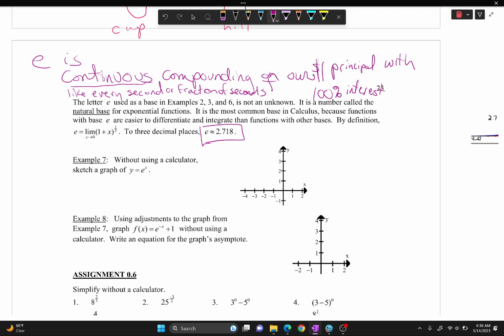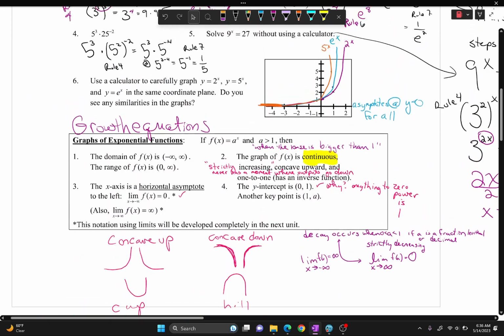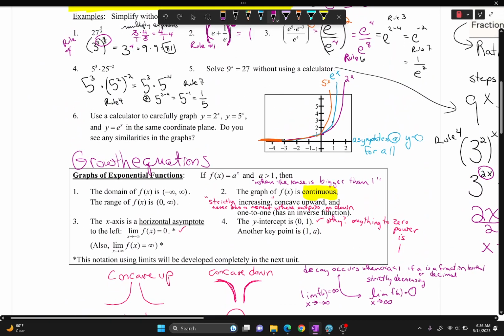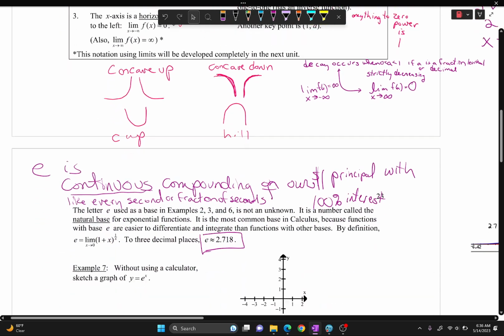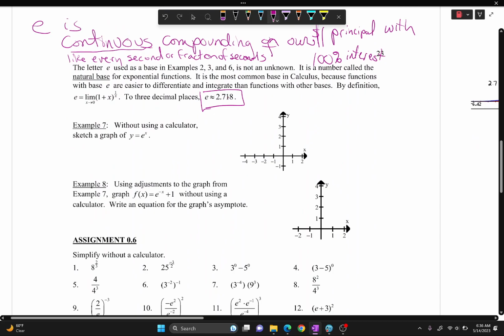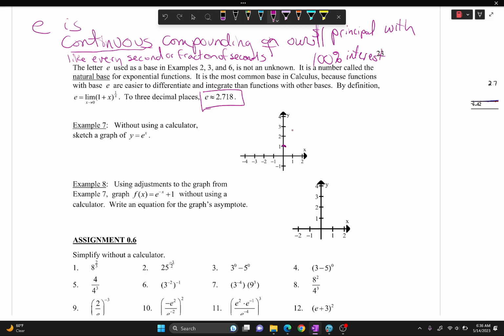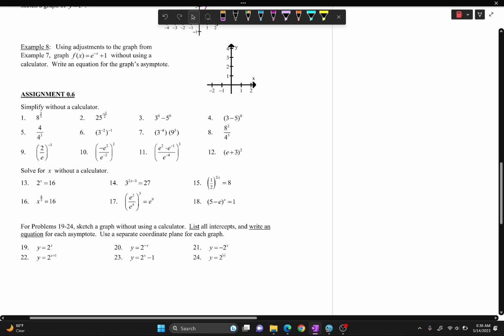Right here, yeah, 2.7 something. Isn't that what I said? Good. I just have a hard time remembering that. 718. Okay, so sketch that graph here, with the asymptote going to 0 out there in the negative direction, and here's what we've got. Now we want to talk about adjustments to the graph, without using a calculator. Sure. So just a little bit of a moment here.